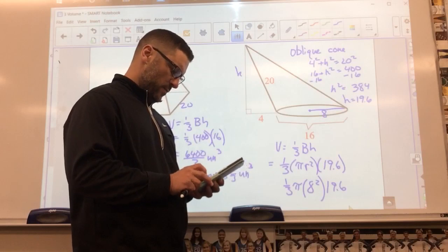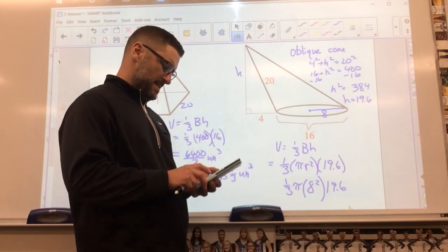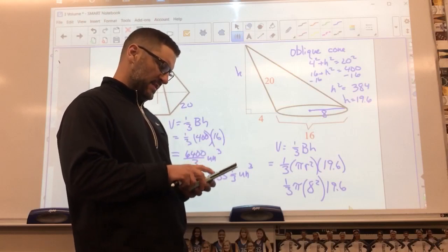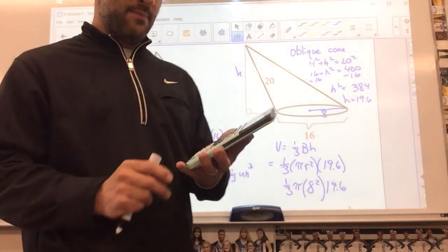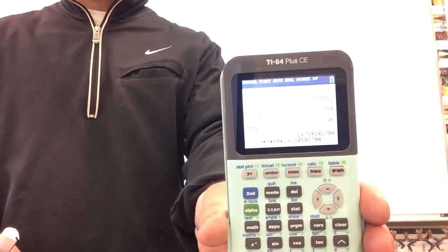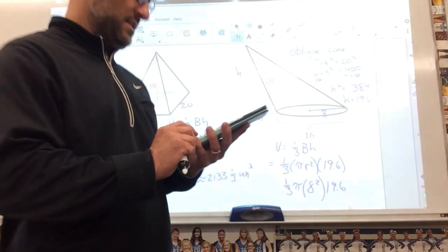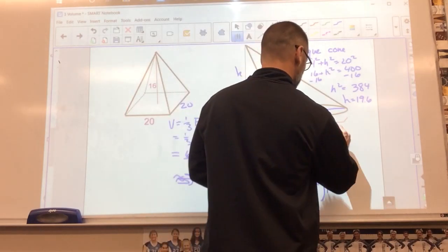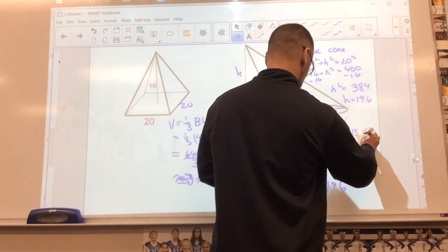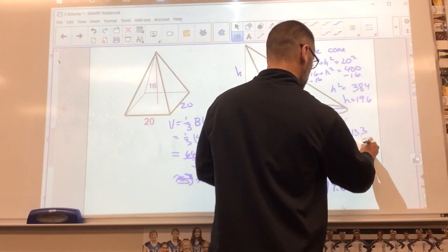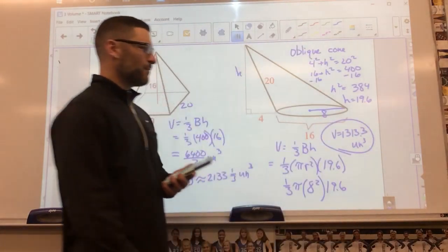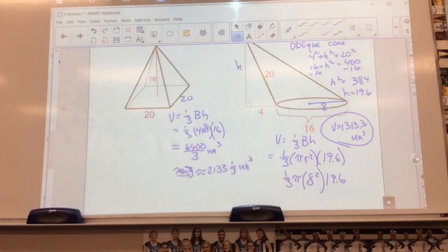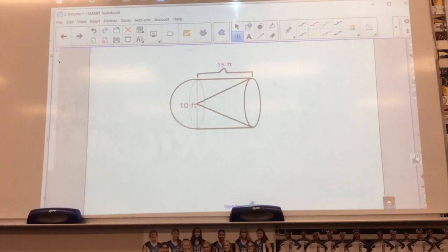I'm going to do 1/3 times pi times 8 squared is 64 times, and I have that 19.6 number. I have that 19.6 on my calculator, so I just did that. And now I'm going to hit enter, and I got 1313.3. The volume is 1313.3, and that would be cubic units. Cubic units for my volume. And I have it.